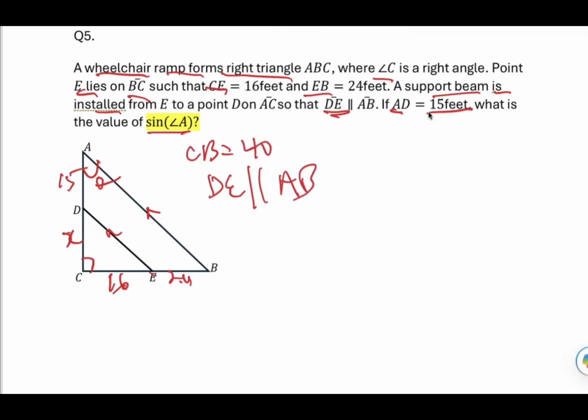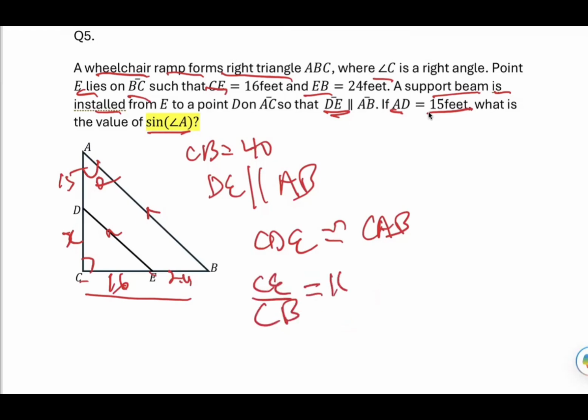That means the two triangles are similar. They're similar to each other. Triangle CDE is similar to CAB. If that's the truth, the sides should also be proportional to each other. You can say that CE over CB is 16 over 40. This should give you 2 over 5. That's the ratio. That's the scale factor. We can use it to calculate x. Straightforward, right? x over x plus 15 should be equal to 2 over 5. x is CD.